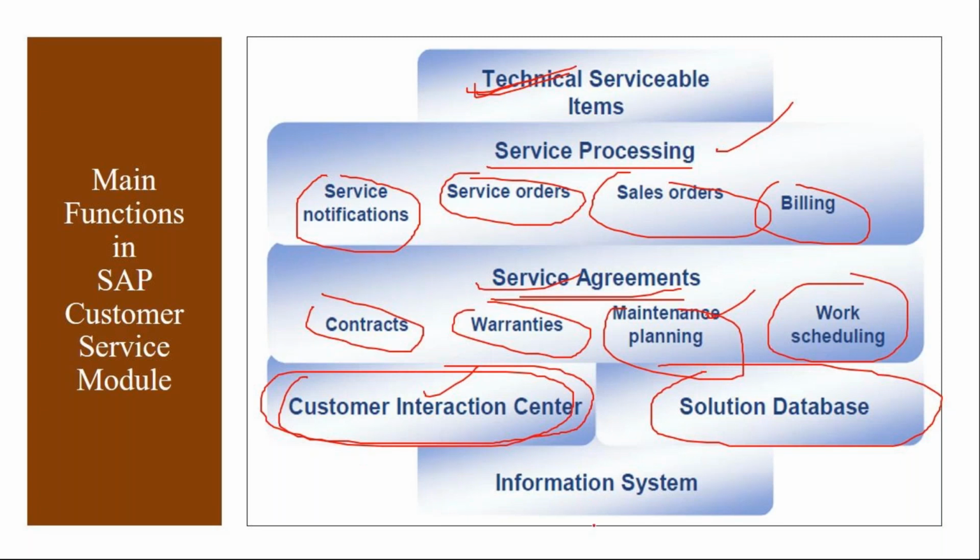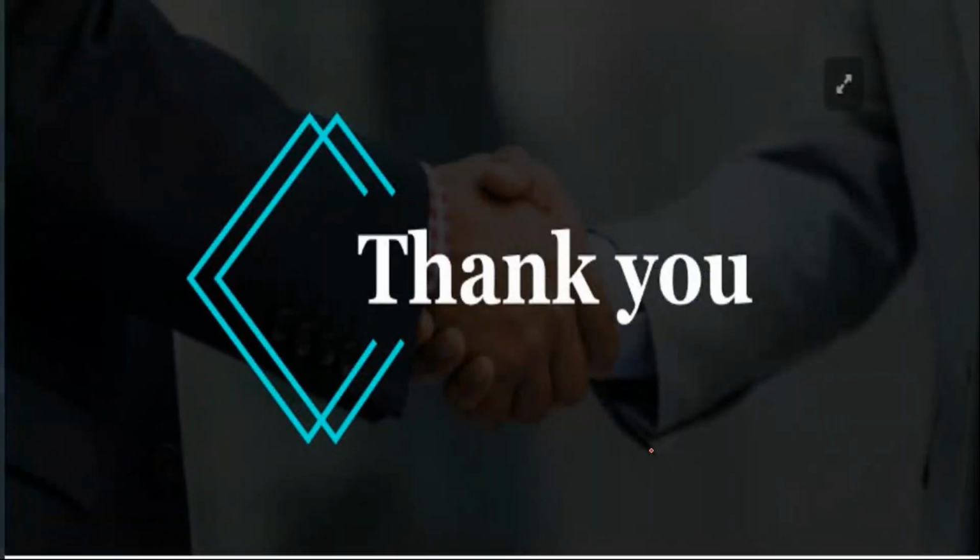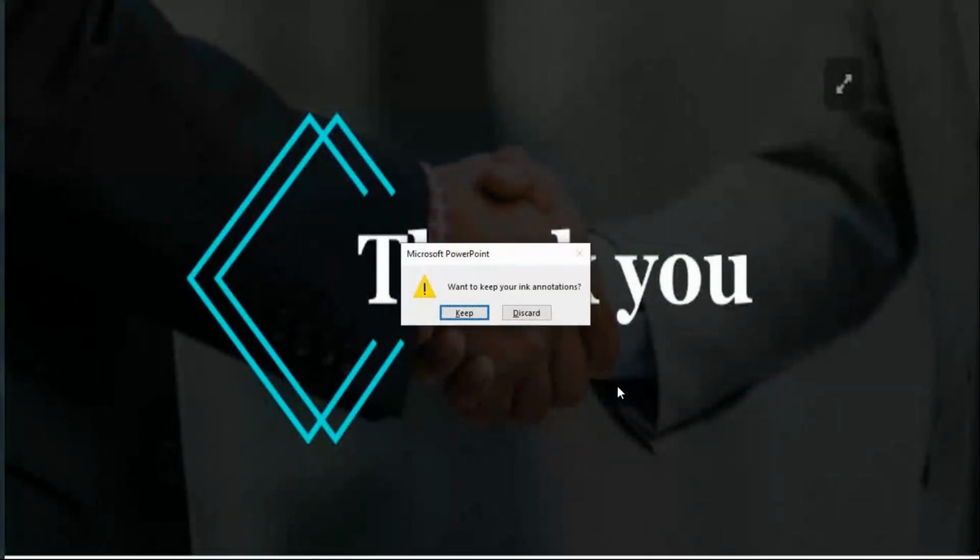And as usual, information systems, which are nothing but reports. How to see all the notifications in one report, how to see all the orders in one report. All those things we will see. So these are the main functions in the customer service module we are going to perform. So far we have done this. We have already completed this. The remaining activities we will do in our subsequent sessions. Okay, that's all. With this, we have completed the topic of business processes in the customer service module.